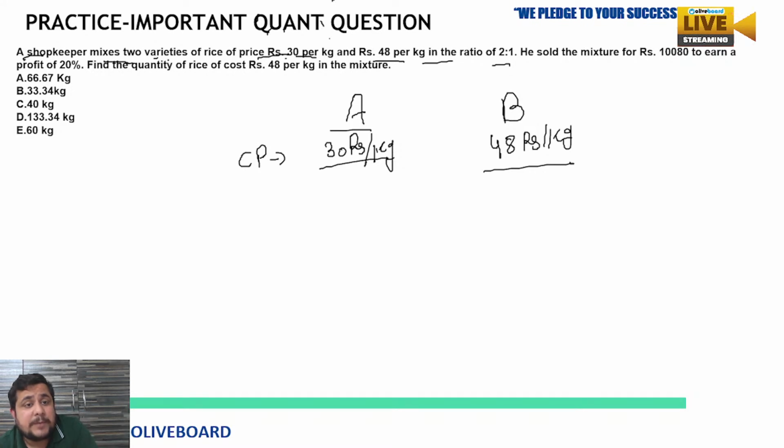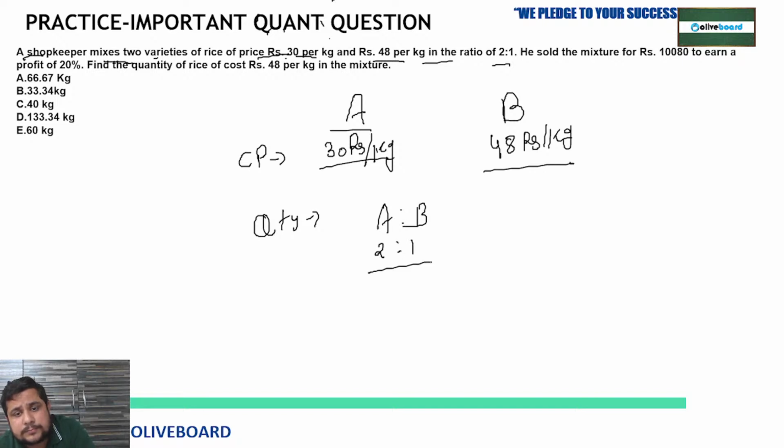A shopkeeper mixes two varieties of rice, as I said, rupees 30 per kg and 48 rupees per kg, in the ratio, so the A to B quantity ratio is 2 is to 1. He sold the mixture for rupees 10,080 to earn a profit of 20%. How much profit is he gaining here? 20%. Means this 10,080 is 120% of the cost price. Find the quantity of rice of cost rupees 48 per kg.